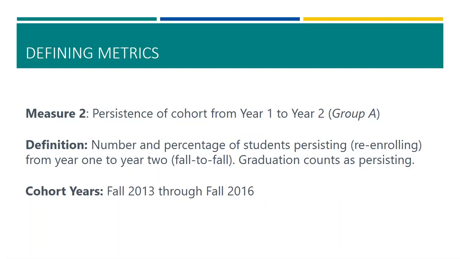Note on this metric, the cohort years roll back a year. We're looking at fall 2013 through 2016 because if we ask you for fall 2017, you would need to be pulling metrics of enrollment from fall 2018, which is happening right now. And we don't want you to have to scramble in case you haven't necessarily finalized those figures. So fall 2016 is the newest cohort for this metric.